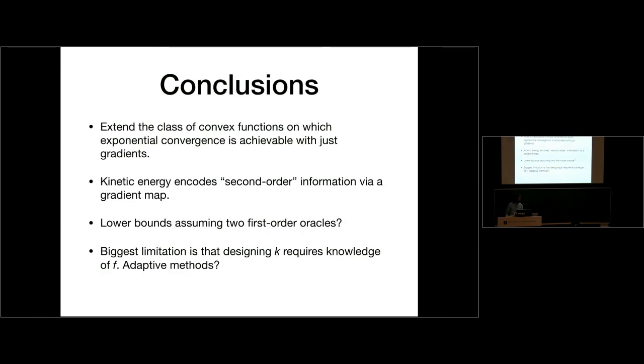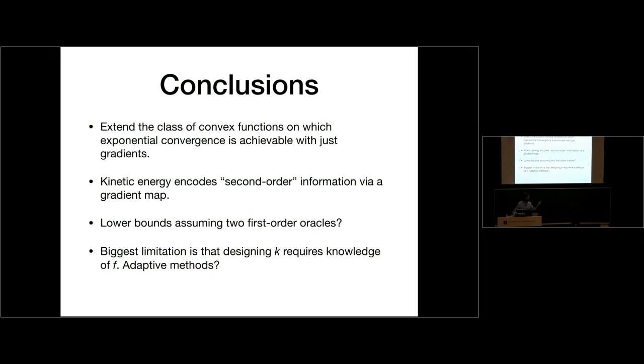Okay, so just to conclude. In this work, we extended the class of convex functions on which exponential convergence is achievable using just gradients. There wasn't any magic, because we introduced a second first-order oracle through which we snuck in information about our function, which is essentially of second-order nature. But we only computationally have to use the gradient of the kinetic energy.